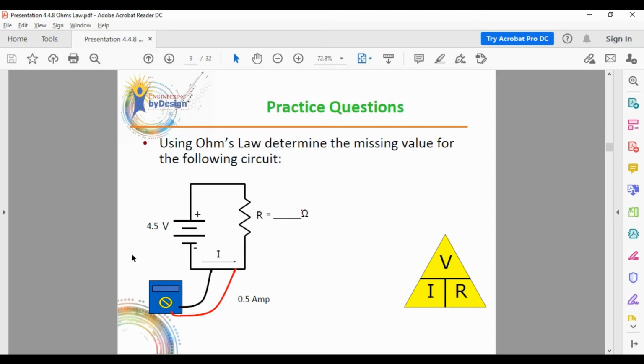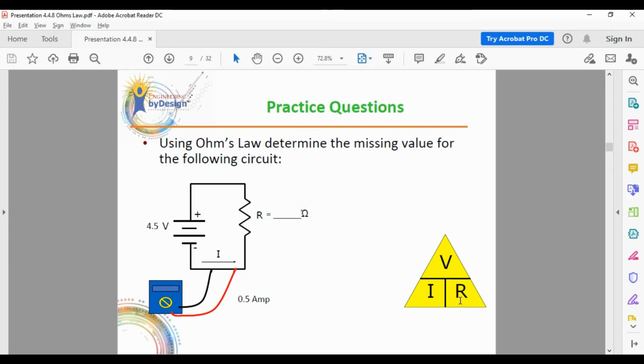Okay, so now let's take a look at some examples. Using Ohm's law, determine the missing value for the following circuit. So we have a 4.5 volt battery and 0.5 amps. What does the resistance have to be in order to create this amperage? The amperage here is the same amperage at the other end of the system.